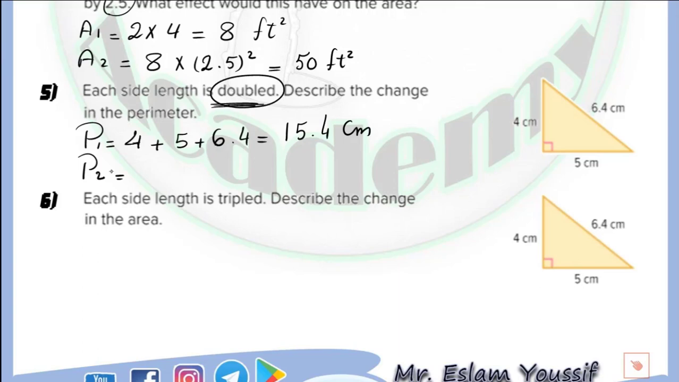So whatever the number that you multiplied by the side, you will multiply it by the perimeter. So we just use the first perimeter without any change. Double means multiply it by 2. If we are talking about area, we will square the number. If we are talking about the perimeter, we will use the same number without any change. By multiplying, you will find that the answer will be equal to 30.8 centimeters.